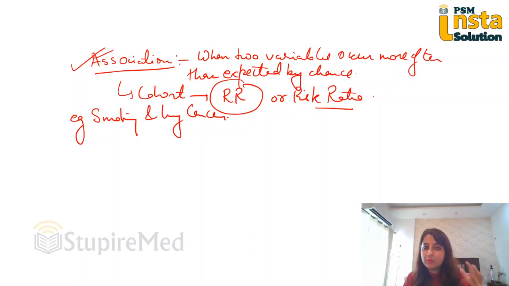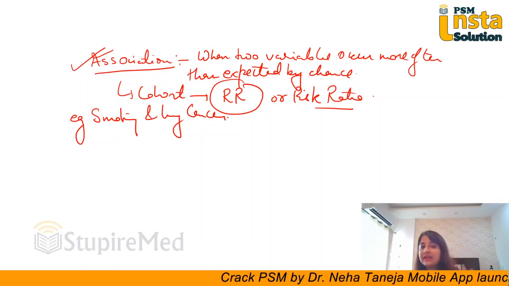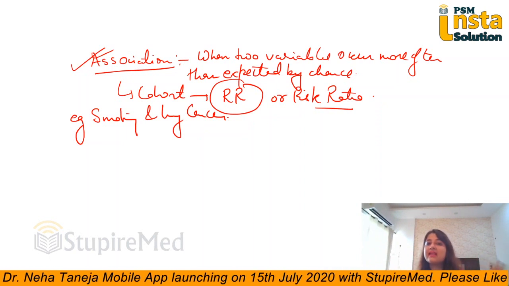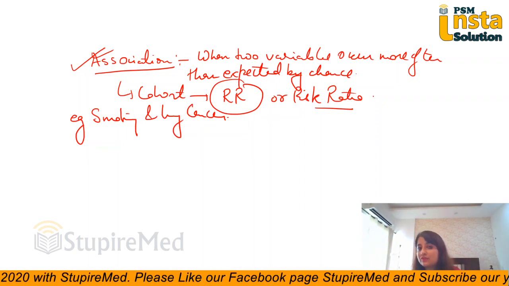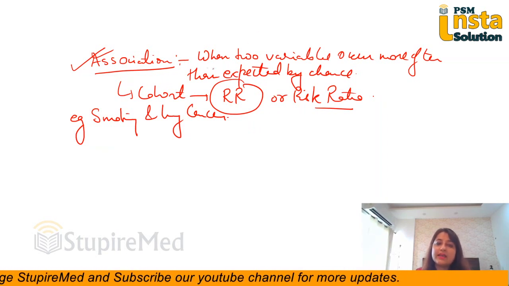Say I'm doing it among boys. If you as a researcher do a study on lung cancer among girls, you see that smoking is always found. If somebody else does a study on lung cancer among elderly, again smoking is associated. So whoever does the study on lung cancer, somehow smoking is always there. That is the meaning of association, when two variables occur more often than expected by chance.